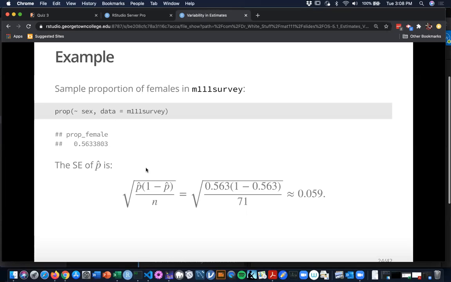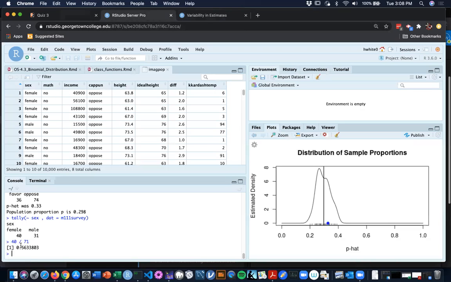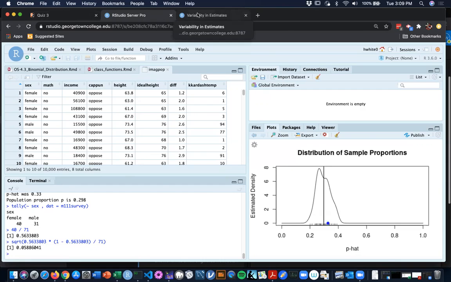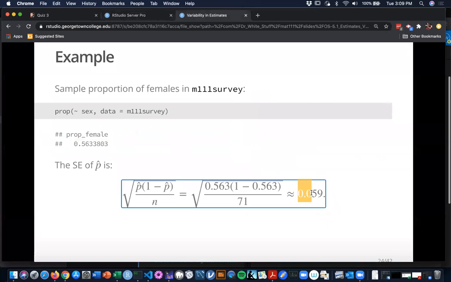But once you've got it, however you got it, you can go and grab the standard error. You could say, all right, I've got this 0.5633803 already. Here it is, I'm going to copy it. And then I'm going to do square root of the p hat, so I'll paste in that p hat times parenthesis 1 minus, then paste in that p hat. And then inside those parentheses, I say divide by 71. And I get about 0.0588. So I could just use R like a calculator like that. And that calculation, shown here, rounds off a bit to about 0.059 or 0.06 if you like.